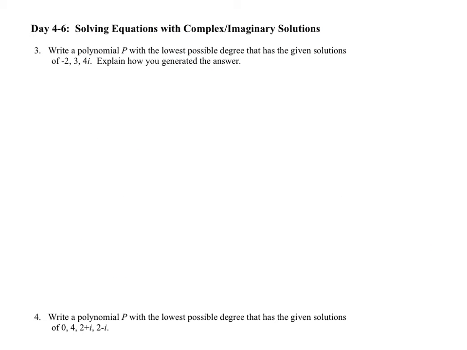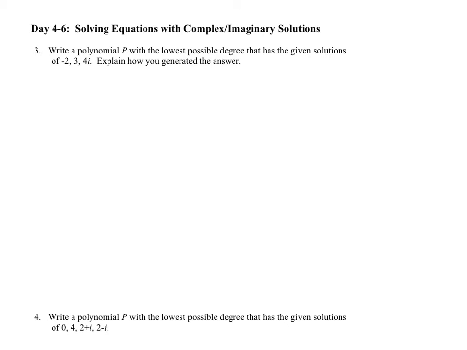Let's take a look at number 3. It says, write a polynomial p with lowest possible degree that has the given solutions of the following, and explain how you generated your answer. Well, I have to take a look at this. It looks like they're giving me 3 solutions. Or are they? Remember what we did when we actually square rooted a negative number? We got an i value. And when we square rooted a negative number, we had to give the positive and the negative.